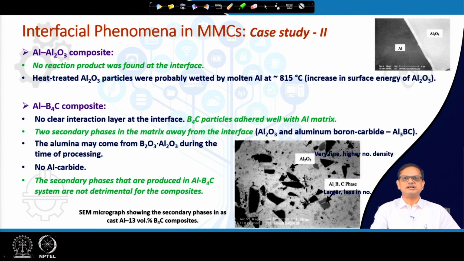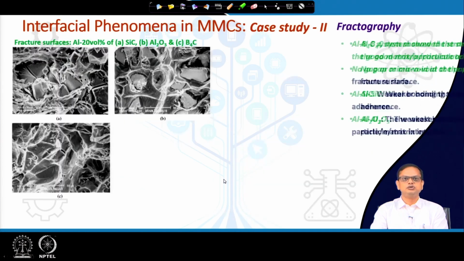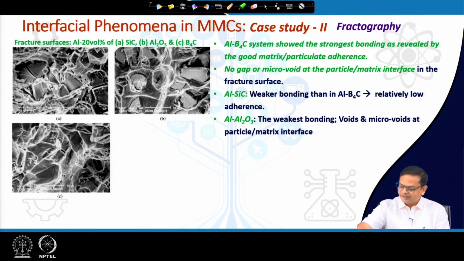Okay. So, that is what we are seeing here, that no clear interaction layer at the interface in case of Al4C, and the two secondary phases what we are seeing here, these are actually away from the interface, and these phases are not detrimental in terms of mechanical properties. So, the next thing obviously we would like to see at the fractured surface.